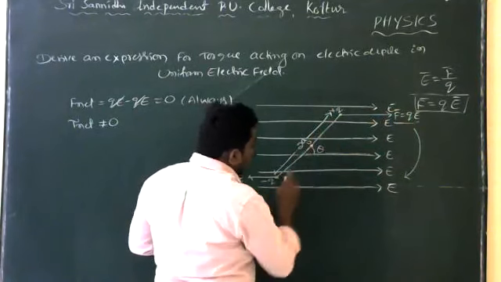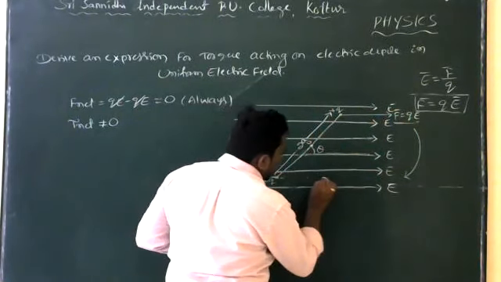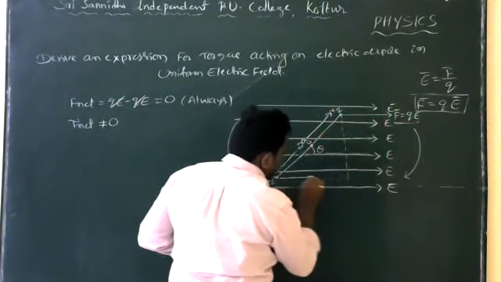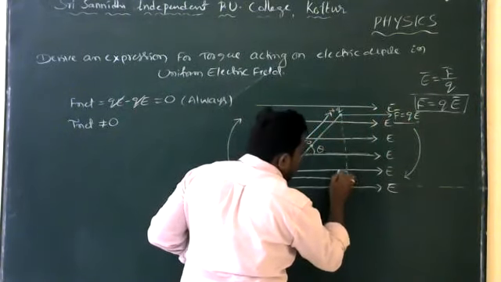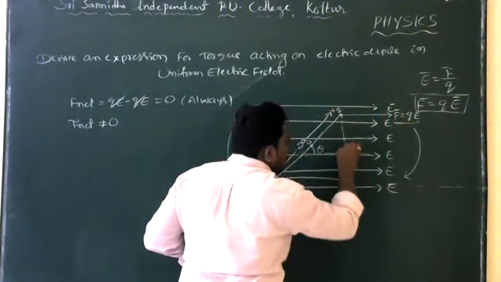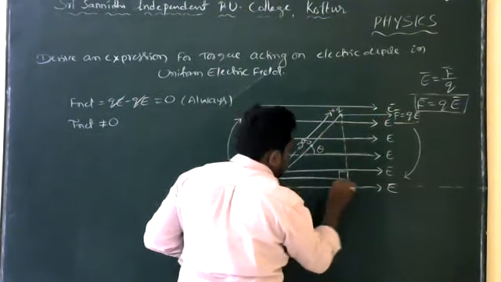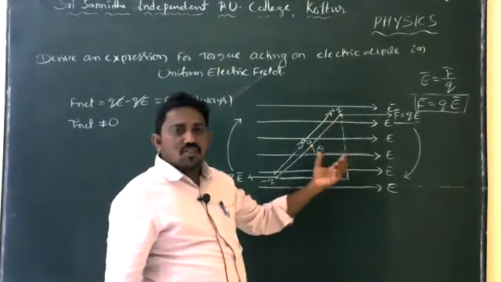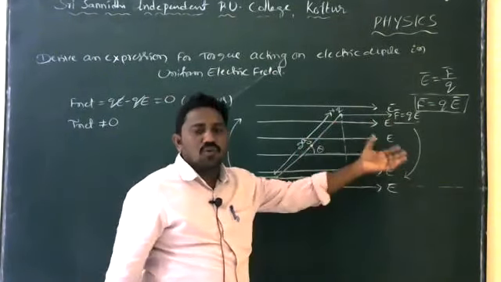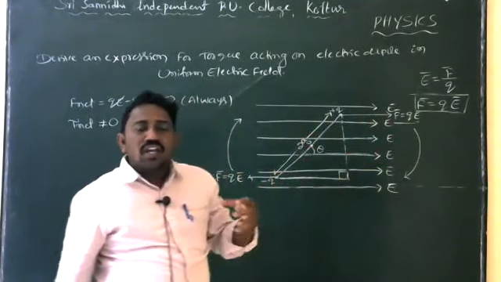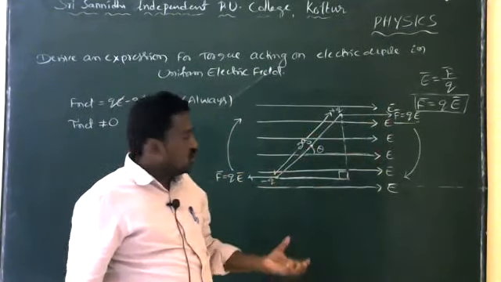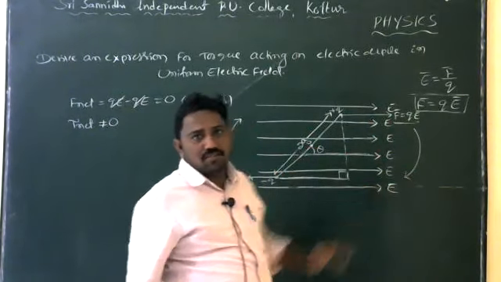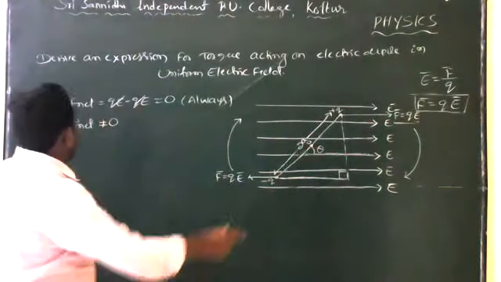Finally, the electric dipole is in the direction of the electric field, like this. This is the perpendicular distance. These two equal and opposite forces constitute a couple, and the couple is the rotating effect on the electric dipole. So finally it is in the direction of the electric field.